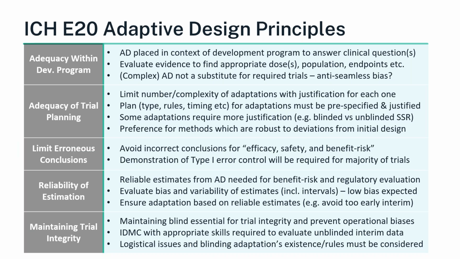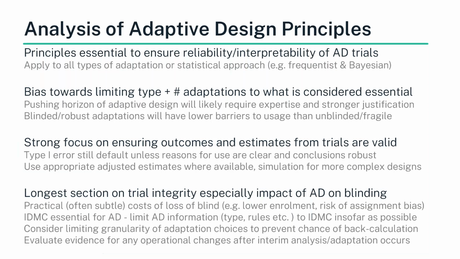effectively. And so basically, how do we create rules around adaptations and around the documentation and the access to information such that it doesn't occur or can be minimized to the greatest extent possible. And so, principles are obviously essential to establish the reliability and interpretability of adaptive designs. And this obviously applies to all types of adaptation, all types of statistical approaches, and effectively, like most of these principles, also apply to all types of design, fixed term or adaptive or whatnot.